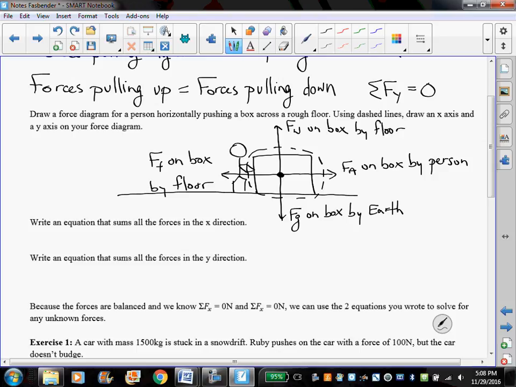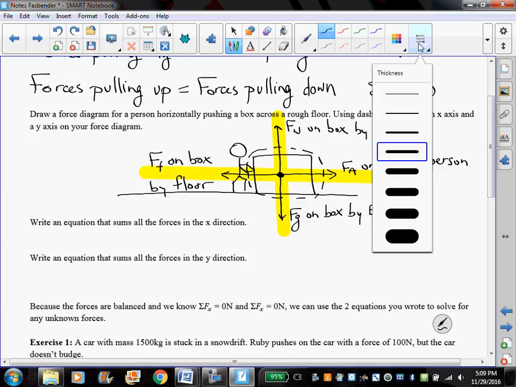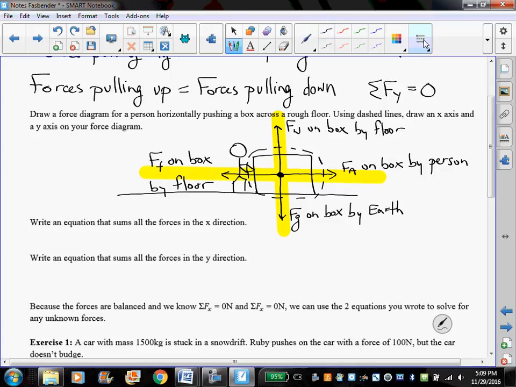Now, if we look at this, I want us to kind of imagine laying an x-axis and a y-axis onto this force diagram. So we can imagine that this is kind of like a nice x-axis, and this is a nice y-axis. And that's going to help us because I would like to try to look at the forces that are in the x direction, and I want to write a force equation to sum them all together. So again, we are trying to sum the forces in the x direction.